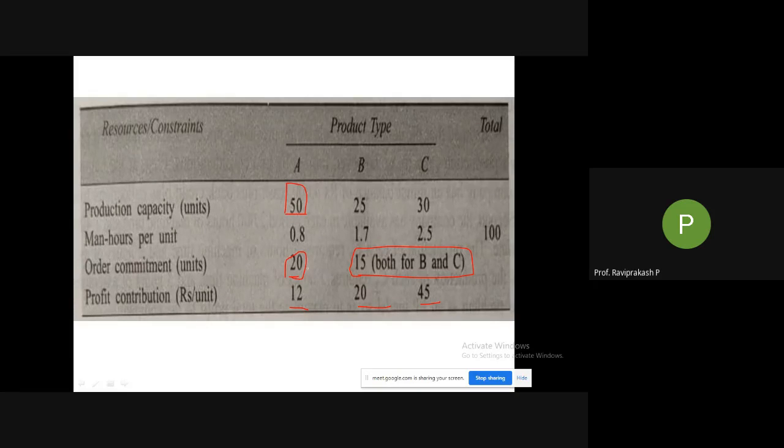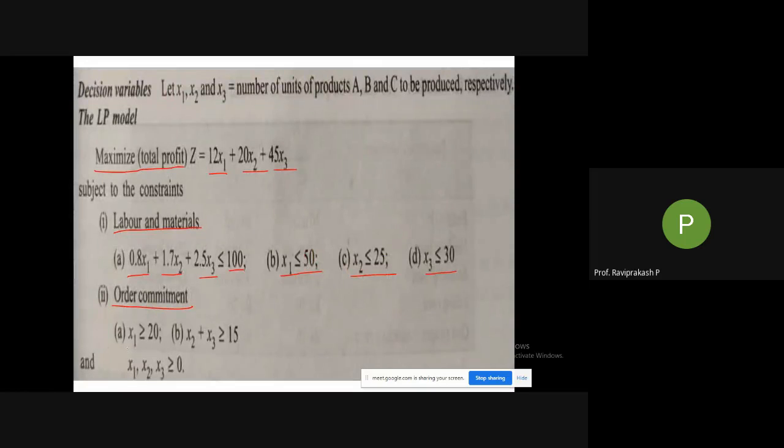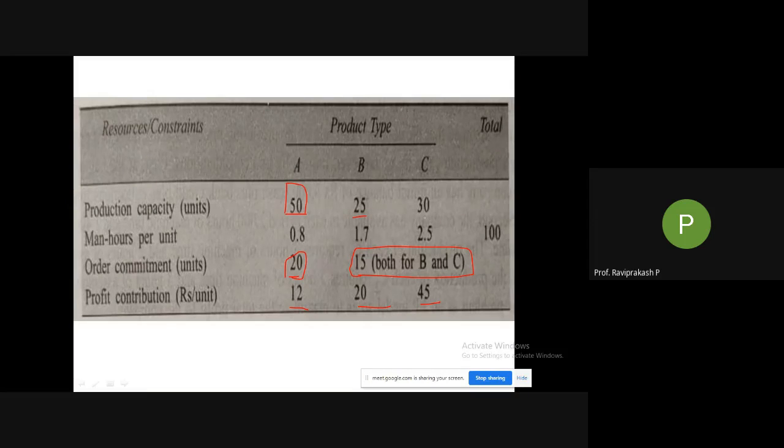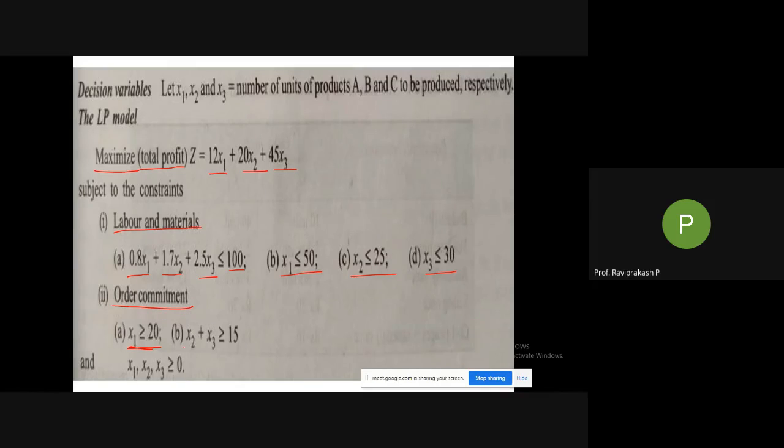So this one will be greater than or equal to: x1 greater than or equal to 20. Then B and C combined need to be greater than or equal to 15, because both included I need 15. But the capacity for B is 25 and for C is 30, so why should I produce only 15 including both? So it is x2 plus x3, not x1 plus x2. x1 is already done, x1 greater than or equal to 20. That is x2 plus x3 greater than or equal to 15. Then the non-negativity condition: x1, x2, x3 greater than or equal to 0.